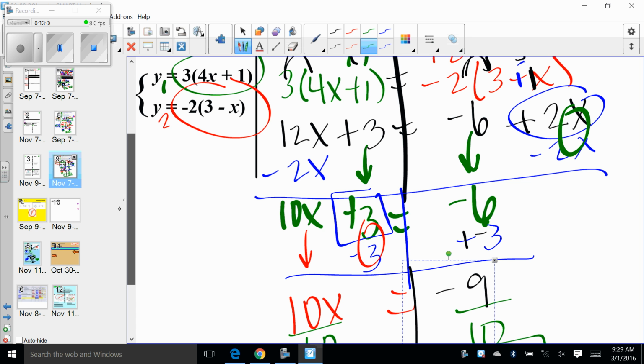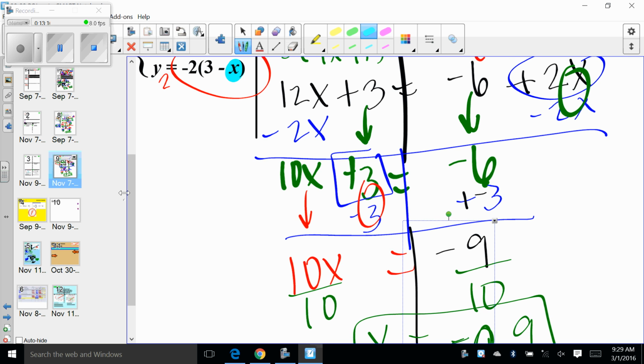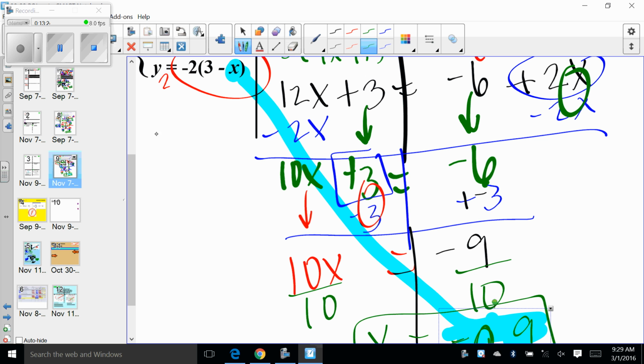Substituting back into the equation. So we're going to substitute that back in for one of these. You either plug it back in here or plug it back in here or plug it into both. I'm going to plug it back into the bottom one. I'm going to substitute this answer down here, negative 9/10, in for x. Let's go ahead and take a look what happens then. So we end up with this negative 2 multiplied by 3 minus, watch your signs, negative 9/10.